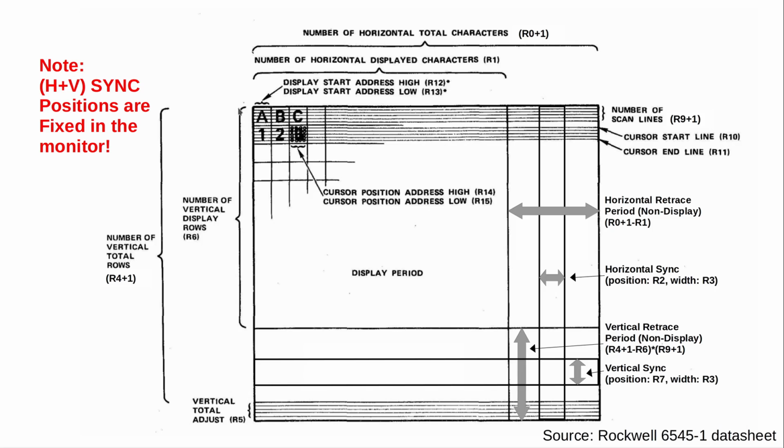So to get a display synced with the display output and showing the correct display output, you have to note some things. In general, the display will sync to a fixed number or a specific number of total horizontal characters, so that's a specific horizontal frequency, and it will also sync to a specific vertical frequency.